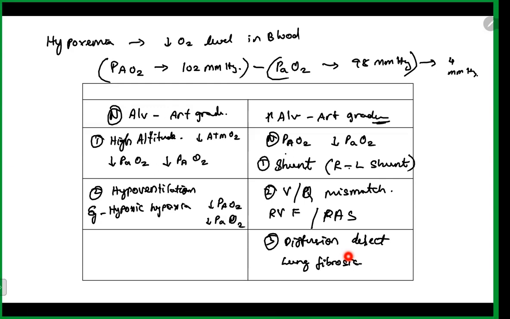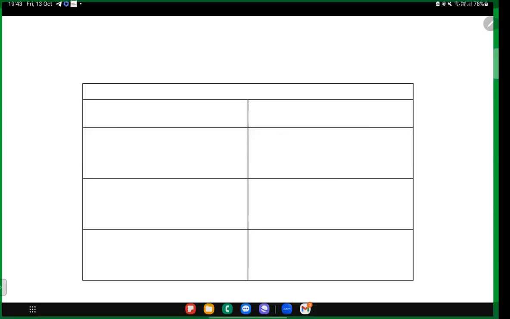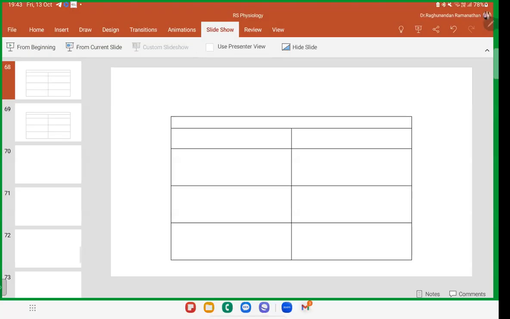Next, we are going to move towards the next important concept. If you remember this, we can move towards the next important thing, that is going to be your pulmonary circulation. So let's move towards the pulmonary circulation.